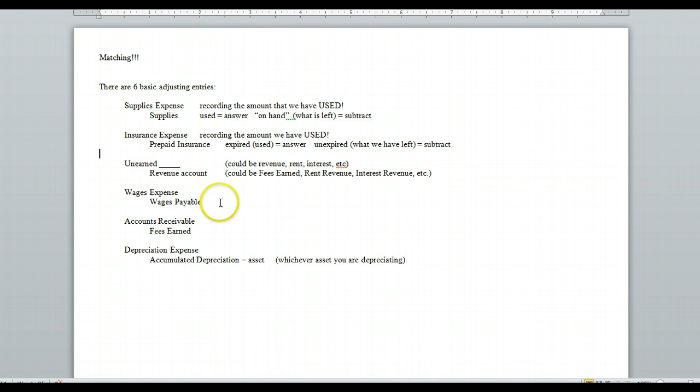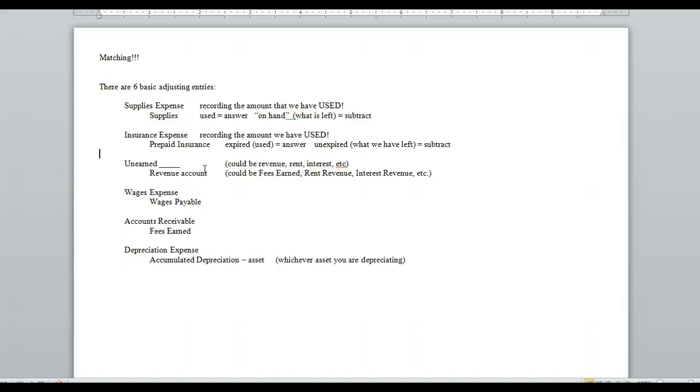Let's talk about unearned for a second. Unearned could have any revenue account to go with it. Unearned fees, fees revenue. Unearned rent, rent revenue. Unearned interest, interest revenue. Anything unearned could have a corresponding revenue account. I say dog food, unearned dog food revenue. Those are just descriptions. The fact that it's unearned tells us how we're going to treat it.